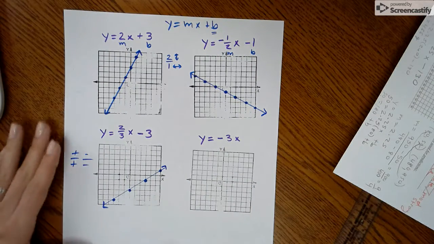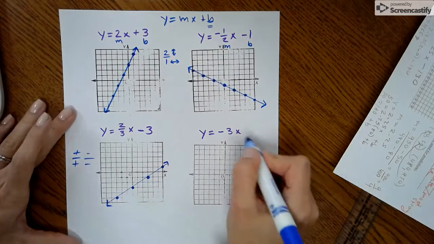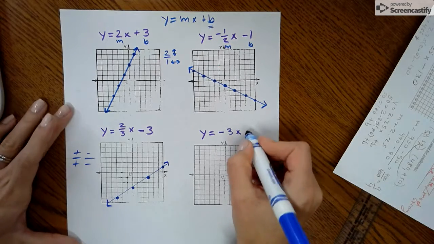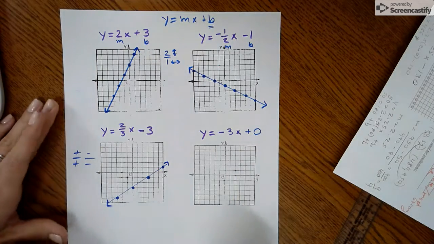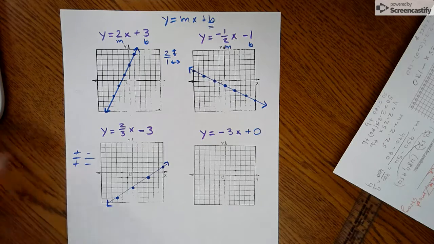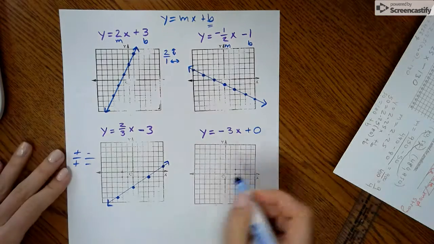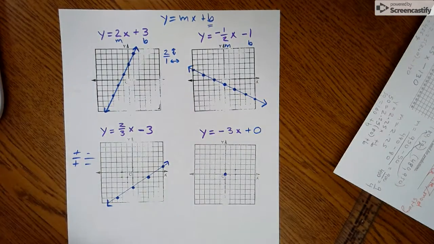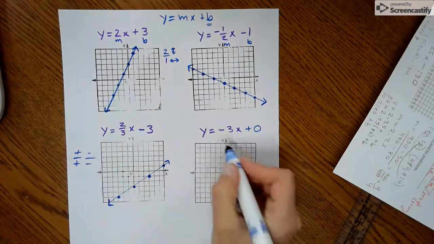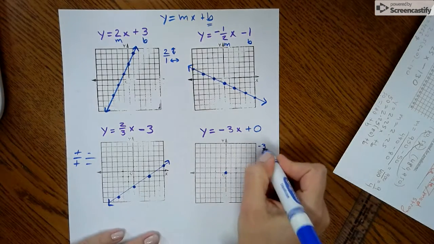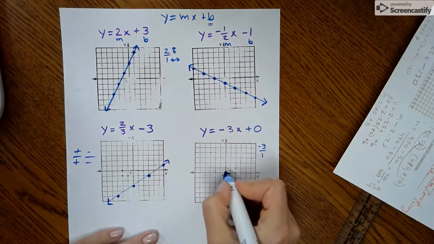And last example is just y equals -3x. So I don't see anything at the end over here, which means the b value is 0. We just don't write +0 because adding 0 doesn't do anything. So my starting point is right at the origin. And then to graph a negative slope, again, I can picture this as -3 over 1.